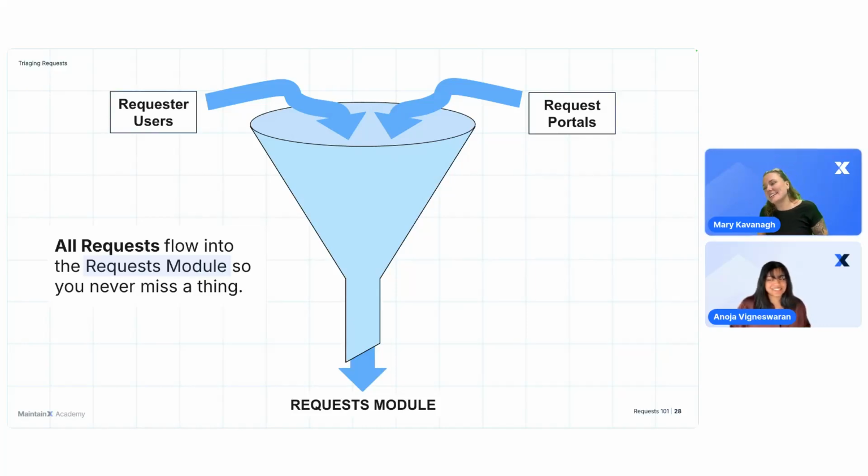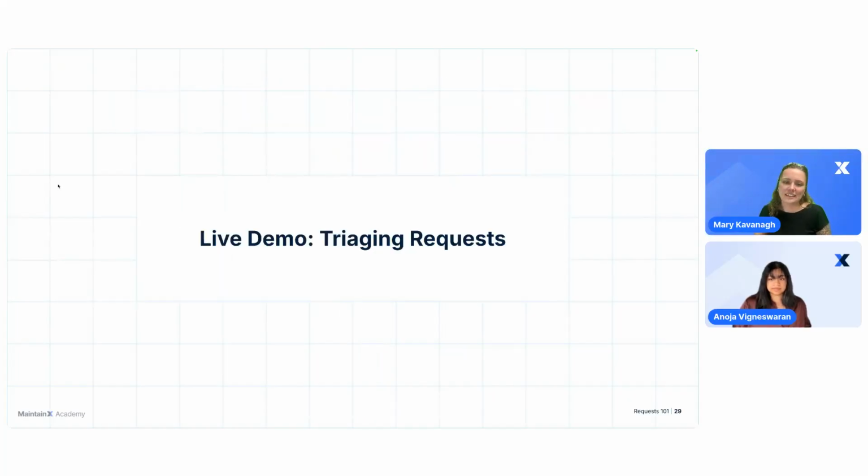So, looking here, your request users and your request portals, wherever your request comes from, it's all, as an admin, going to come into the same place for you, which is the request module. So you'll never miss a thing, no matter where it's coming from. Even if you've got two different channels active, you're going to be able to triage them all in one place. Again, streamlining. Let's take a look at triaging those requests.